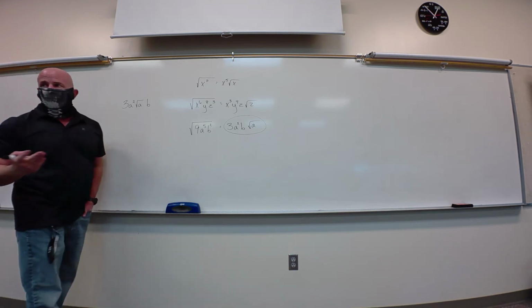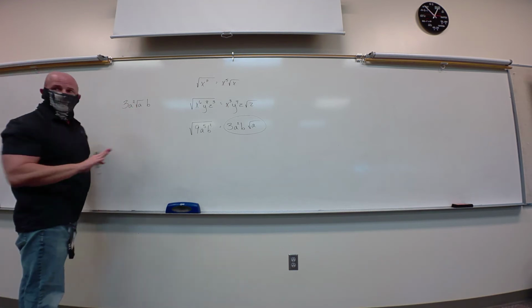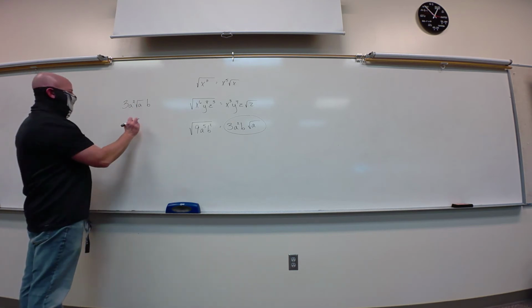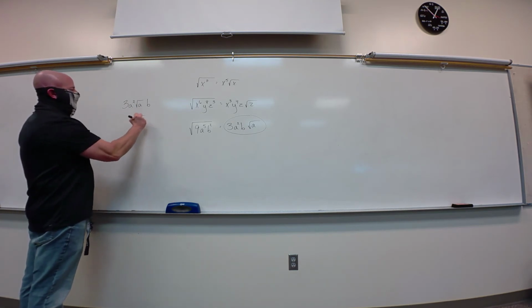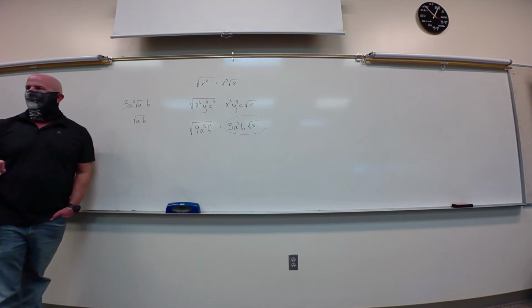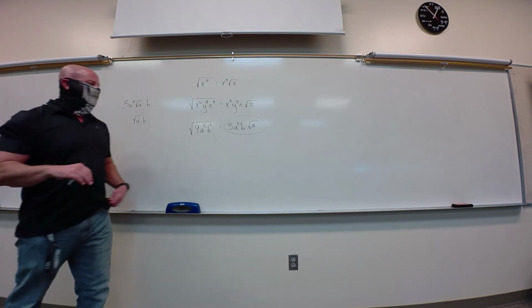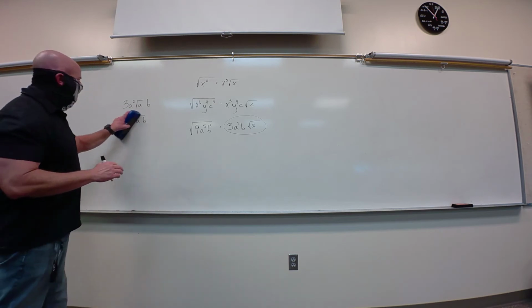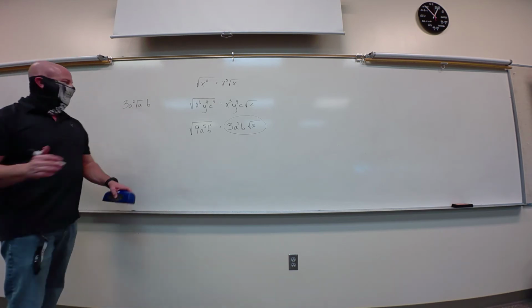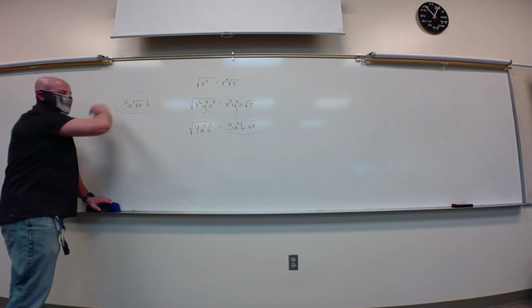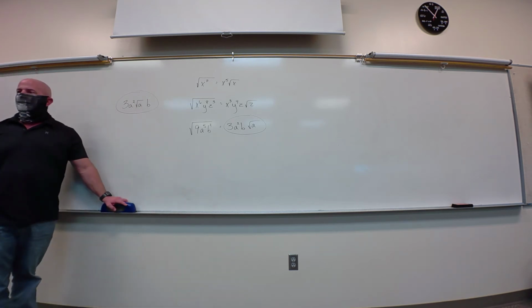The only downfall would be you want to make sure that it doesn't look like this, because now it's wrong. Make sure that b doesn't slide under. Typically, we'll put the radical at the end because sometimes we'll have more than one. But I don't want you to think that that's wrong. That's right. Just make sure that b's outside there.